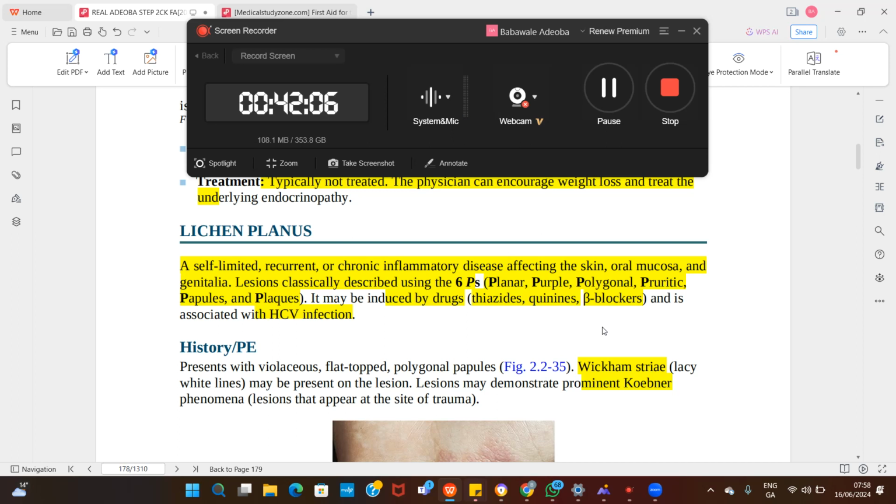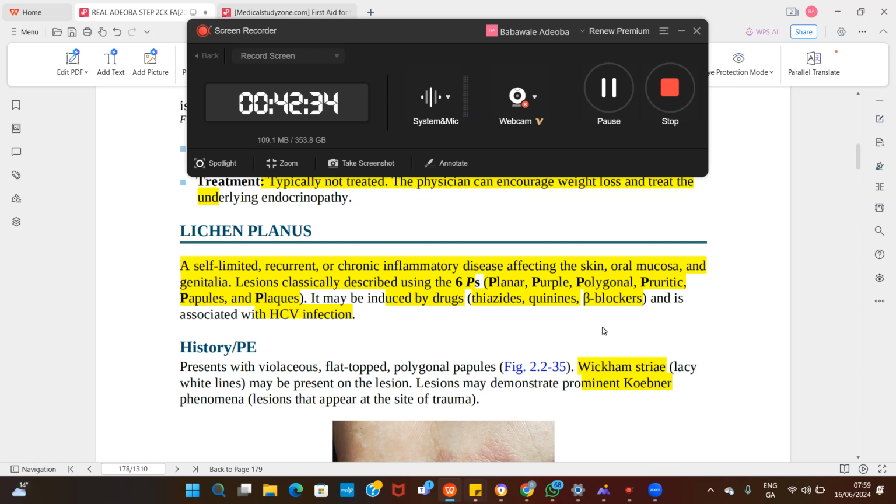Just know a few. And the fact that it is associated with HCV. We cannot go to that exam and not remember that lichen planus is associated with hepatitis C infection. So by the time we are seeing hepatitis C infection, the previous history of hepatitis C infection, we think about some dermatologic complications like lichen planus. We think about leukocytoclastic vasculitis, right?